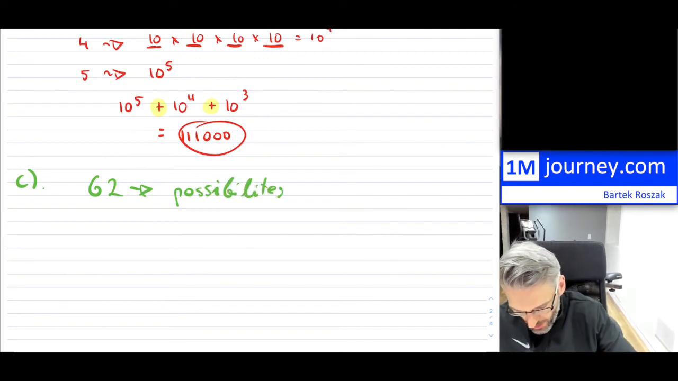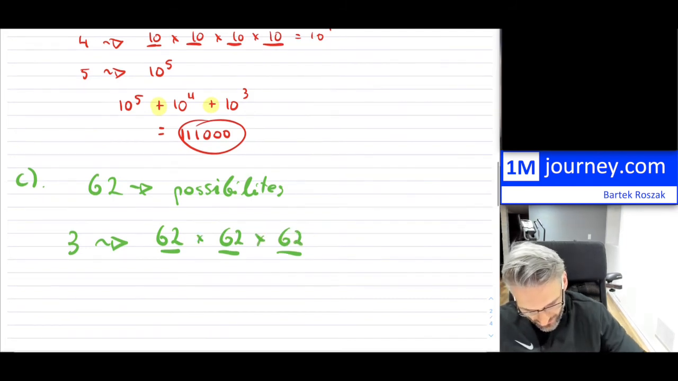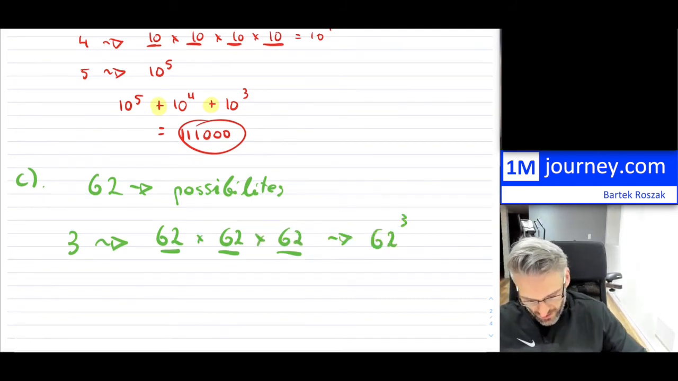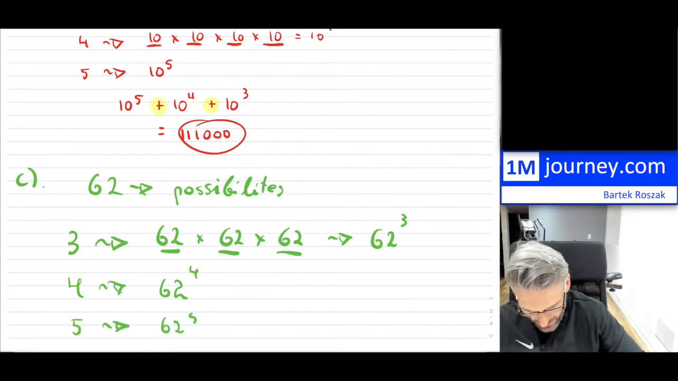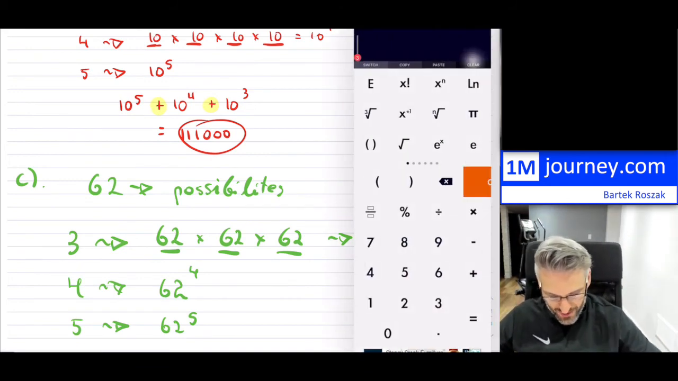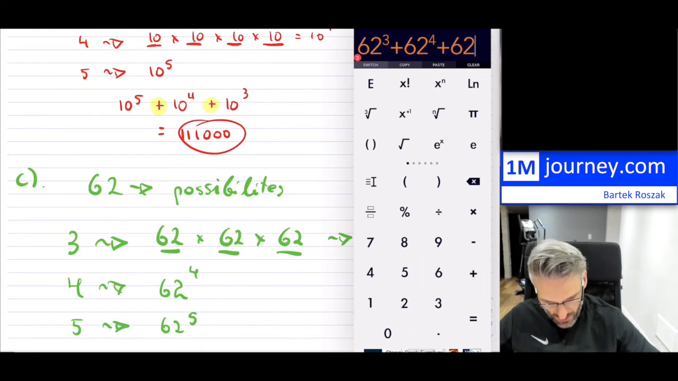And from that, you can see that a password made out of 3 characters is now 62, 62, 62. So you get the idea. This would have been cubed. To the 4, I don't even know if we're going to be able to punch this into the calculator, but we'll see. This is going to be to the 4. And with 5 characters, a password would have been that. And now if we add them up, 62 to the 3, we'll see what it gives us, plus 62 to the 4, and plus 62 to the 5.